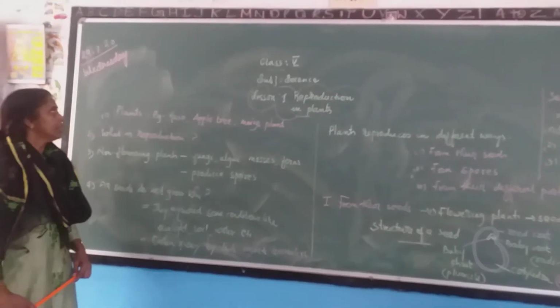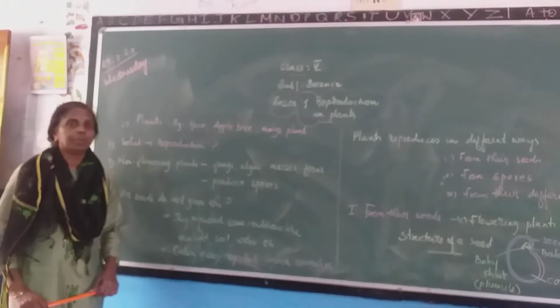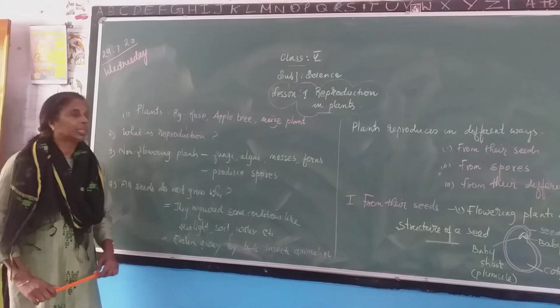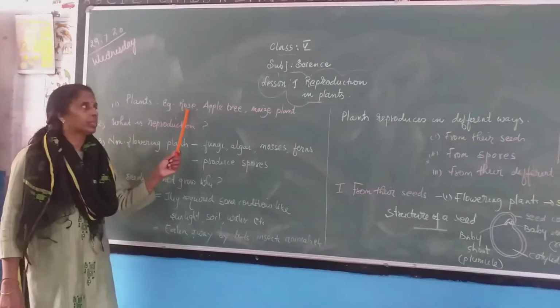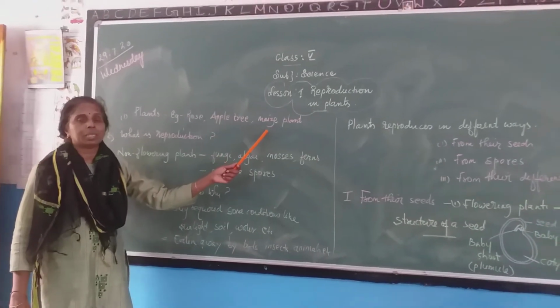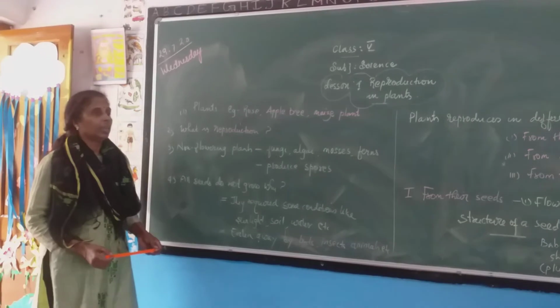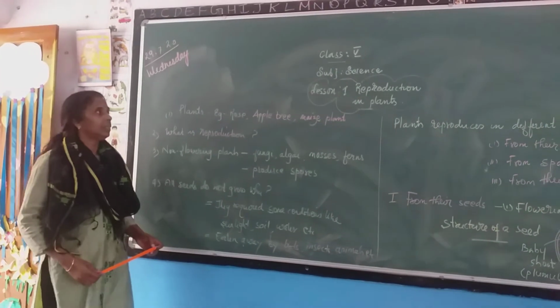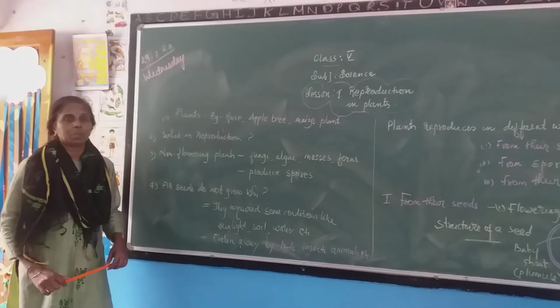Okay, so plants, you know a few examples of plants. Tell me a few examples of plants. Yeah, correct. It can be rose, apple trees, mango plants. These all are examples of plants. You know that we are seeing plants around us. Then here in our lesson we are going to study about reproduction.